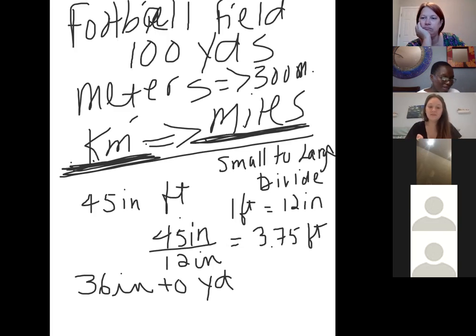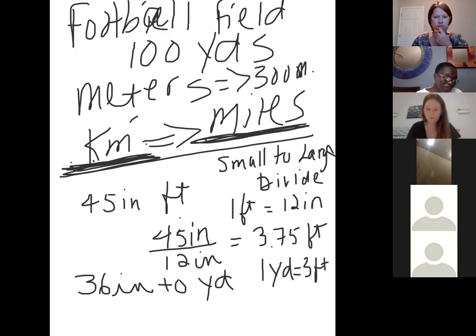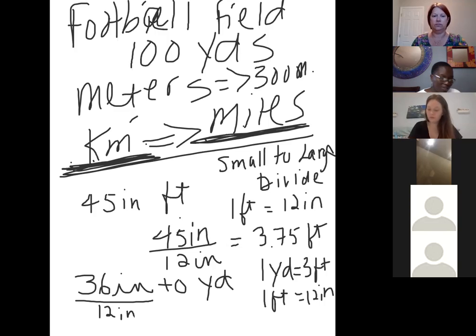All right, guys. So this is number 2, 36 inches to yards. Well, what do we know? We know 1 yard is approximately 3 feet, and we know 1 foot is approximately 12 inches. So how about we take the 36 inches divided by 12? That's going to convert it to feet. So that will give us 3 feet.